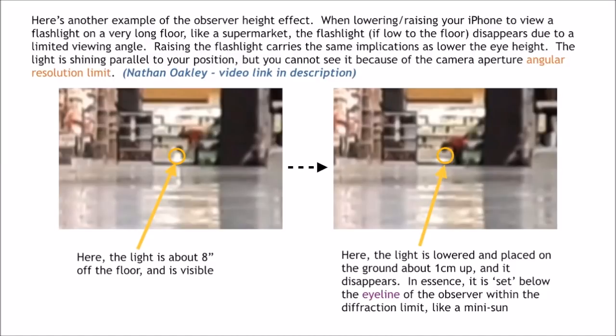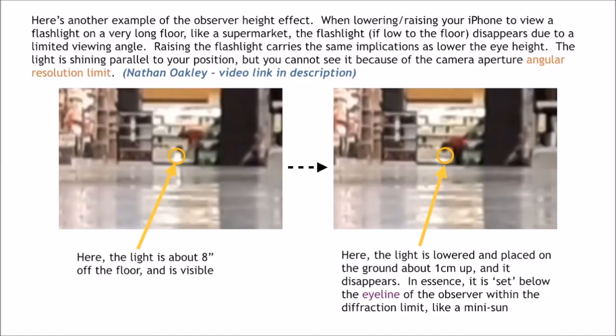So again, you can have your phone with the camera side down along the floor and very close to the floor, and you can do the same with a distant light source or any object for that matter, and you can raise and lower either your phone or the light source, and you will not be able to see it when both are on the ground at the same time. So raising the flashlight carries the same implications as lowering your eye height. The light is shining parallel to your position.